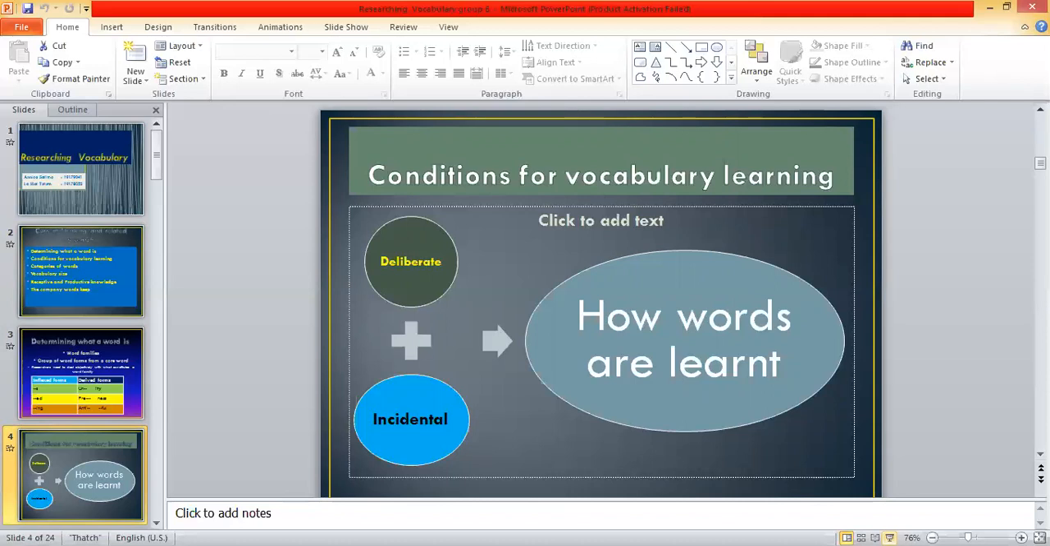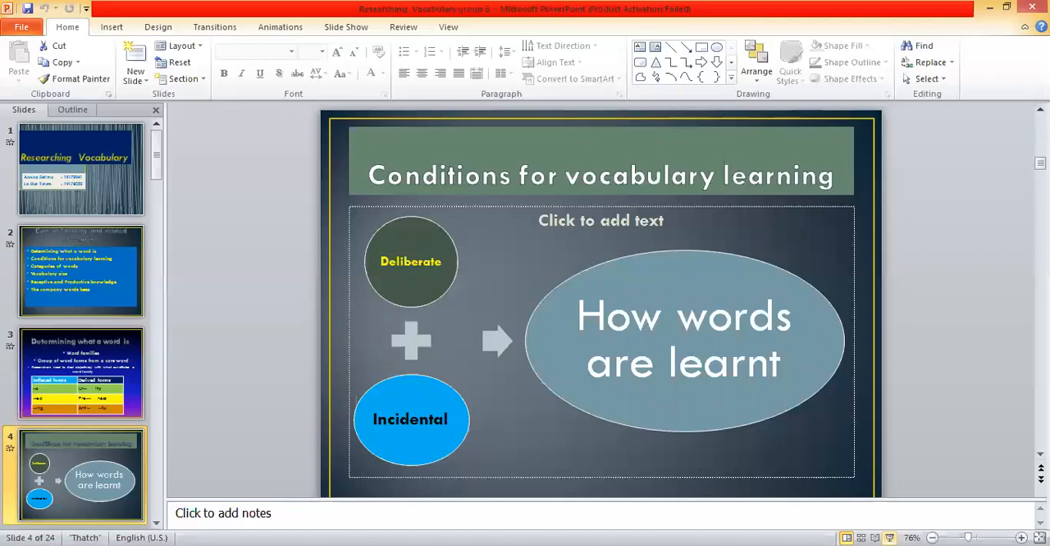That's incidental, whereas deliberate means you study. Deliberately you learn it. You want to focus on specific vocabulary. This is the way you learn: you give your effort, you give your time to learn, and that's deliberate learning. That's the difference between incidental learning and deliberate learning.